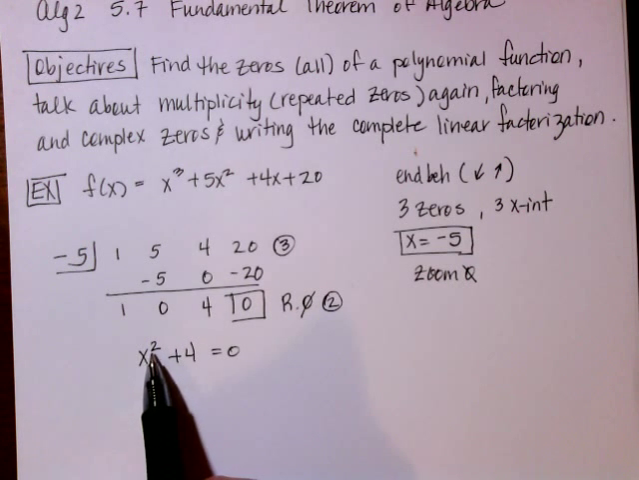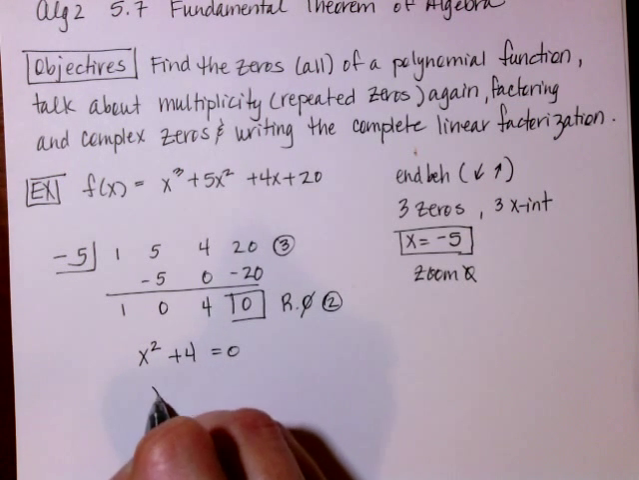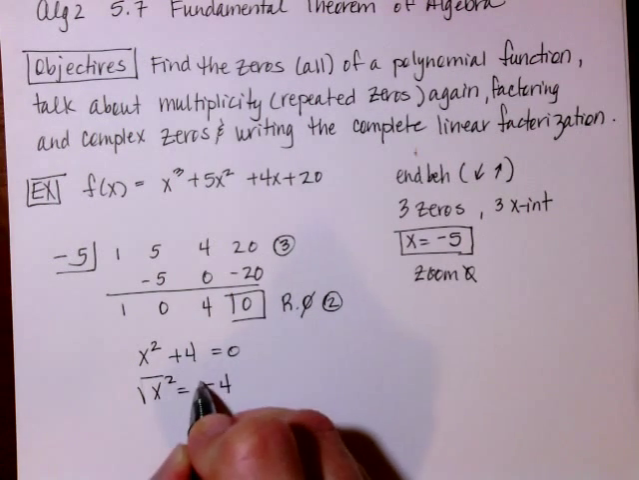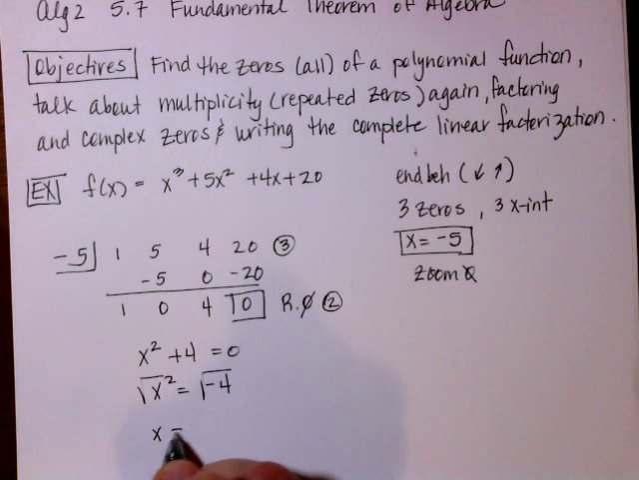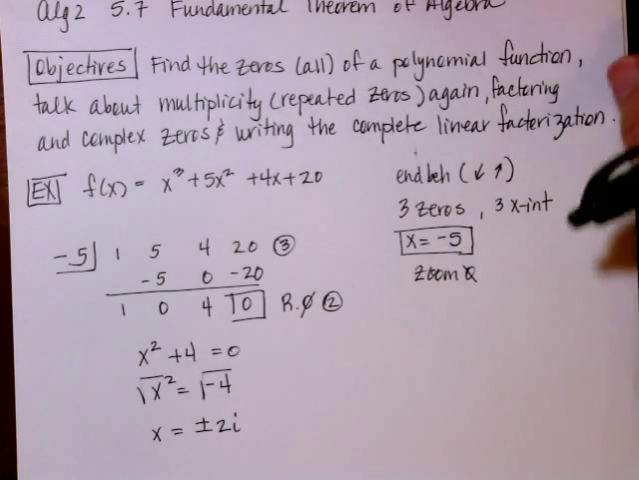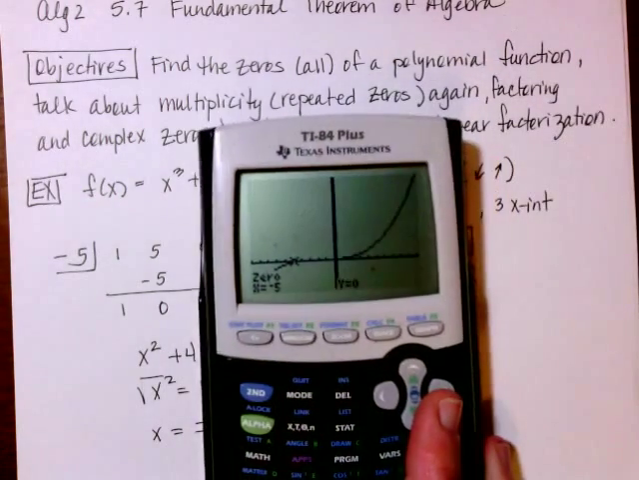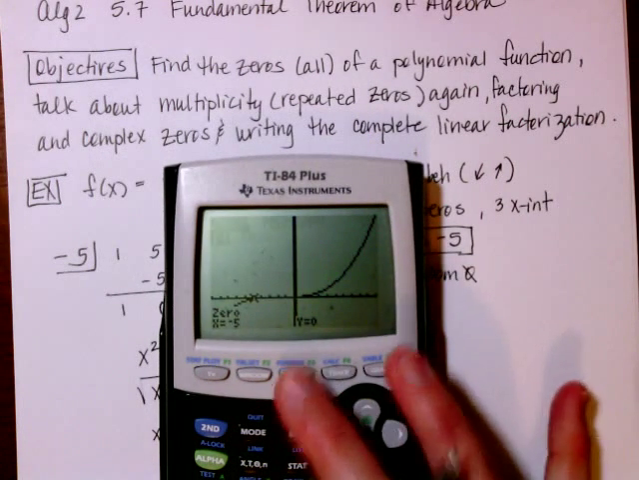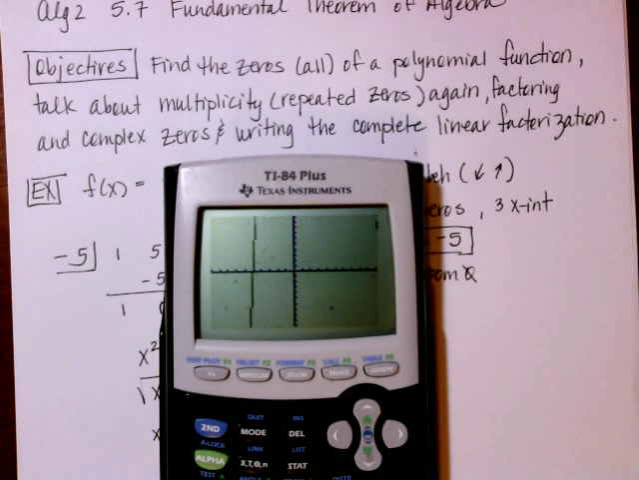This is where my 2 zeros live. So I'm going to get x squared is equal to -4. Take the square root of both sides and I get x is equal to plus or minus 2i. So let's talk about what that does to our graph. I'm going to go back to my Zoom 6.